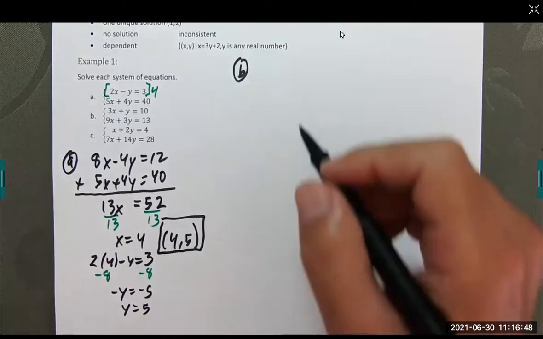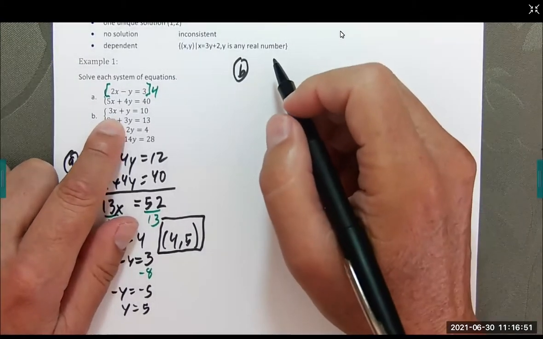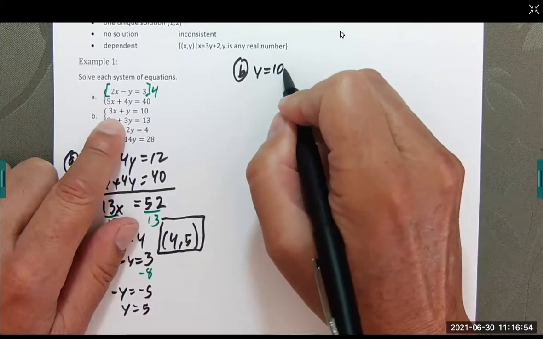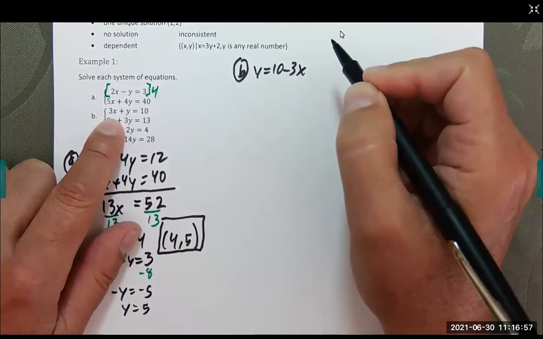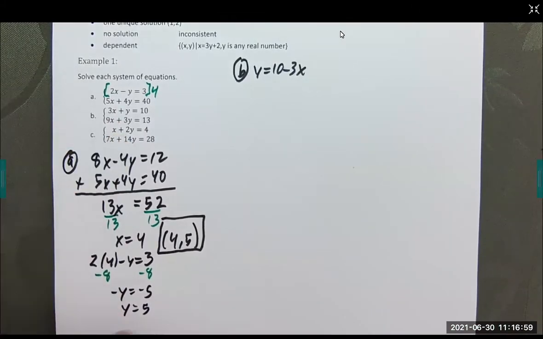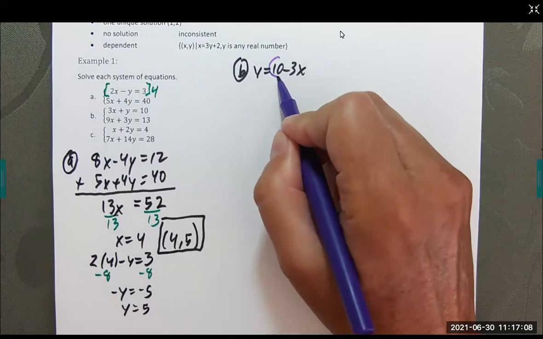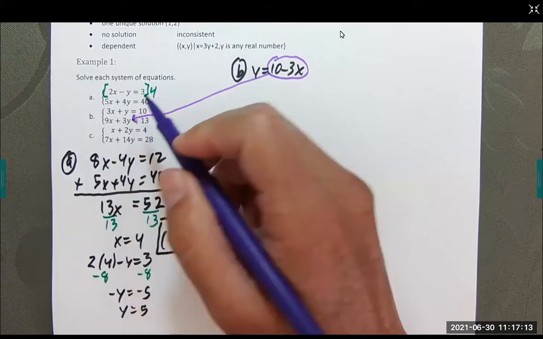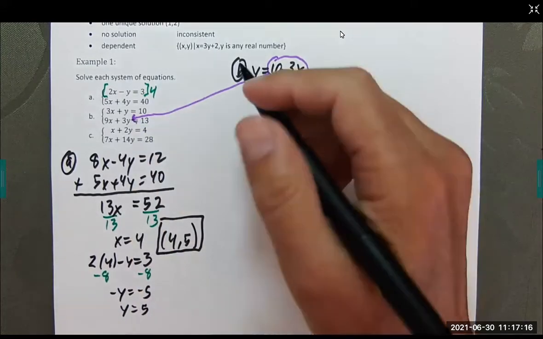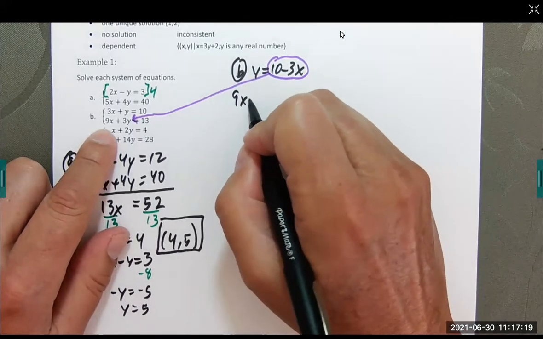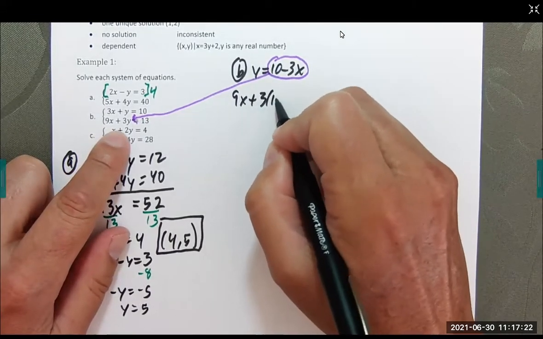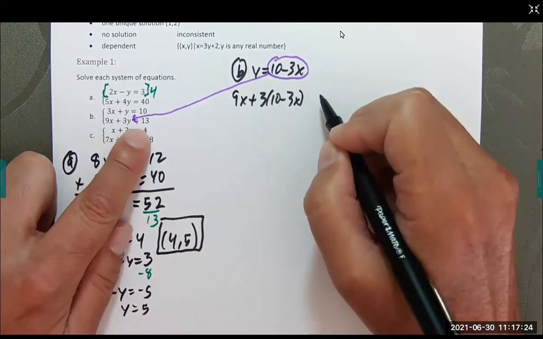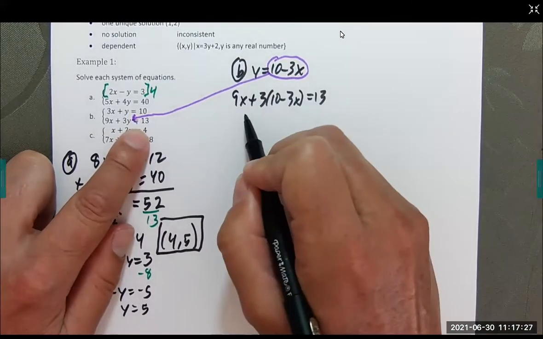Part B, I'm going to actually take this top equation and subtract the 3x. So I get y equals 10 minus 3x. And this was using the elimination method or the addition method. This one, I'm going to use the substitution method. And I'm going to take this y value, y equals all of that, and I'm going to put that right into there. So this becomes 9x plus 3 times 10 minus 3x equals 13. Distribute and combine.